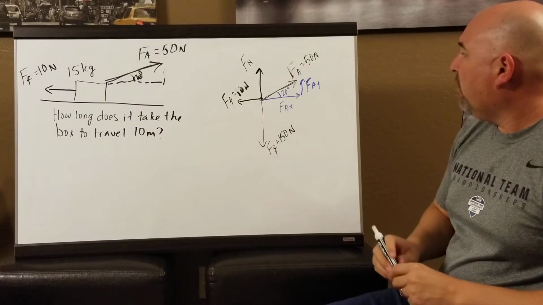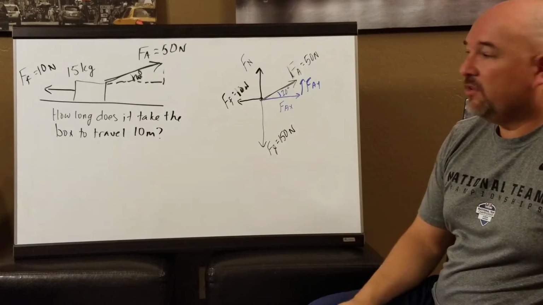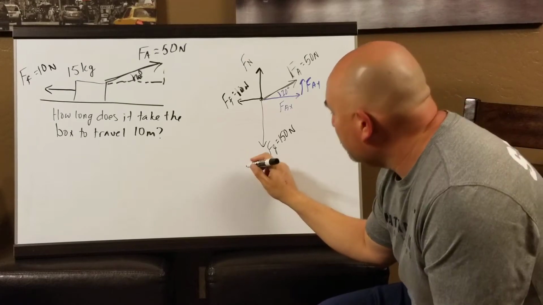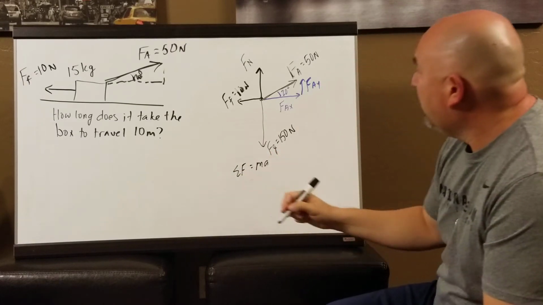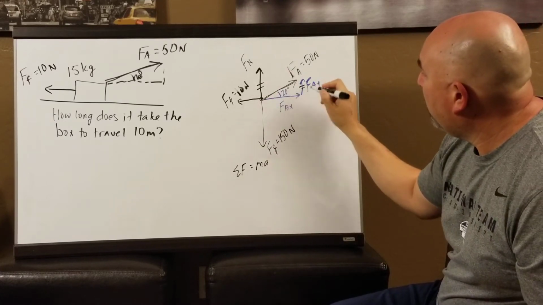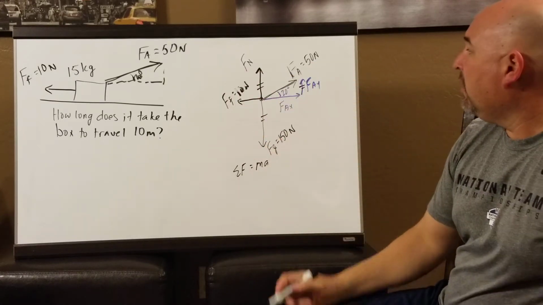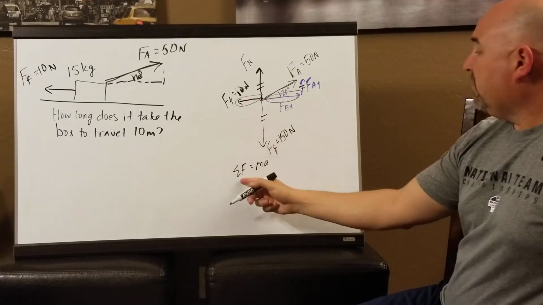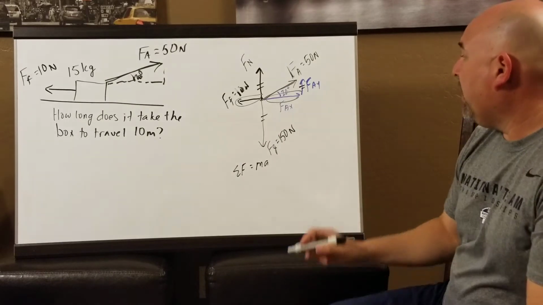So I have to figure out my FAX, because I want to figure out what my net force is. So if I come back over here and say, okay, sum of the forces equals MA, my sum of the forces is going to be my FAX right here, because these are all gone. I don't have to worry about my Y components because the box isn't going to accelerate up or down. So I'm worried about this force right here and this force right here. So my sum of the forces is going to be my FF plus my FAX. But I have to figure out my FAX.